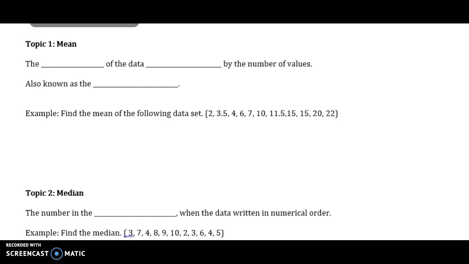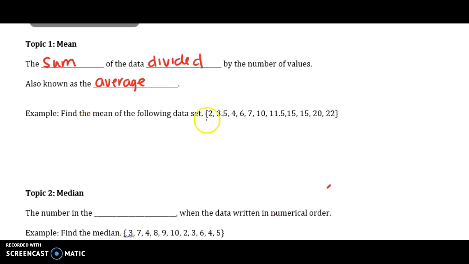So the first thing we're going to talk about is mean. Mean is the sum of the data divided by the number of values. You may have also heard it called the average, which is its more common name. And you've found mean many times before.